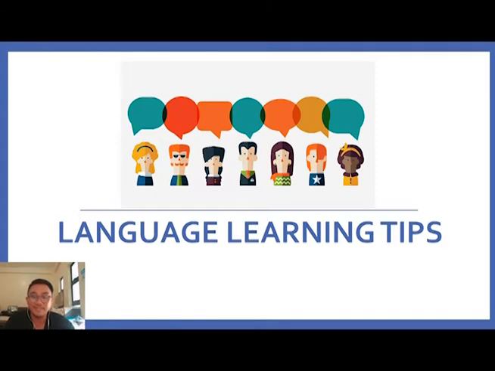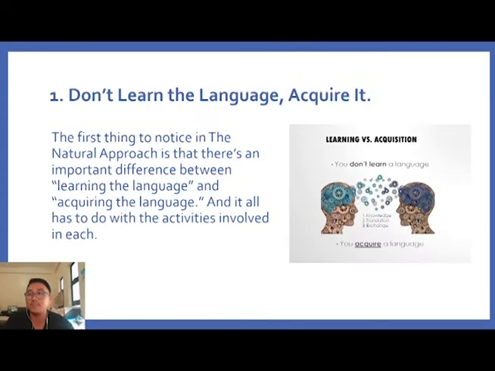Language learning tips. First one is don't learn the language, acquire it. The first thing to notice in the natural approach is that there's an important difference between learning the language and acquiring the language, and it all has to do with the activities.